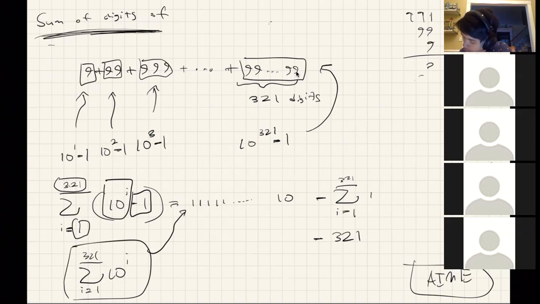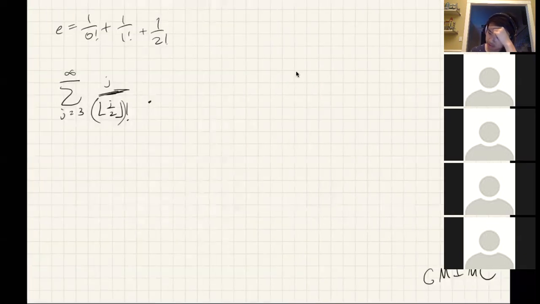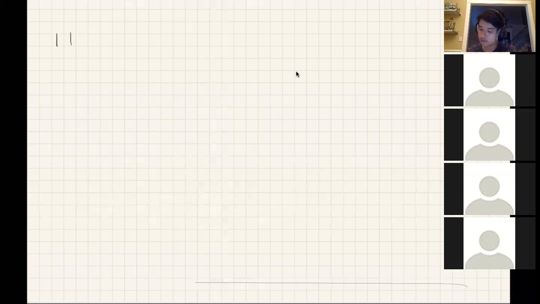So now what we're going to try to do is find the sum of the digits of this number, right? So we have this integer that's going to be written as a bunch of ones followed by a 0, and then we're going to subtract 321 from that, and we'll get our final answer. What we want is the sum of the digits of this answer, right? So to do that, we're going to have to do a little subtraction, right?